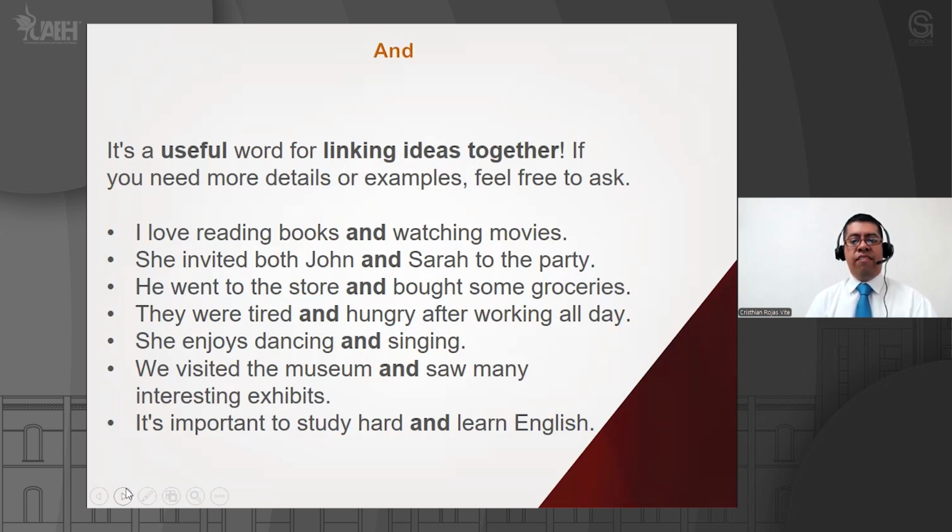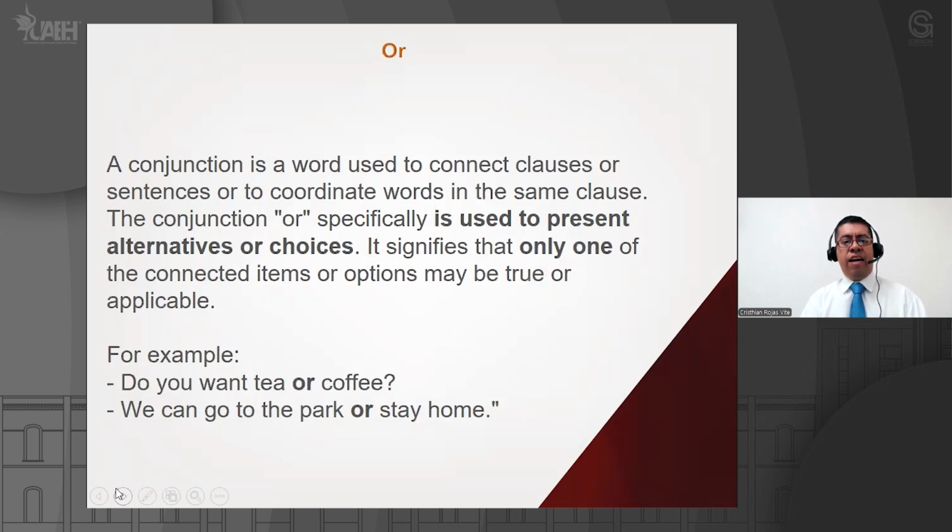She enjoys dancing and singing. We visited the museum and saw many interesting exhibits. It is important to study hard and learn English. And this is why right now you're watching this video, because it is important to study hard and learn English. So now let's continue with the next slide about a different conjunction.